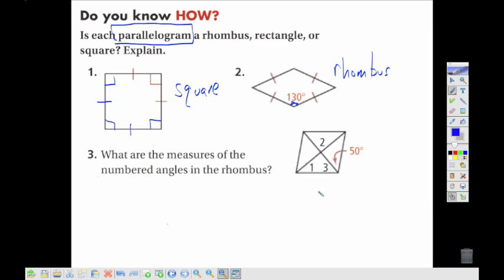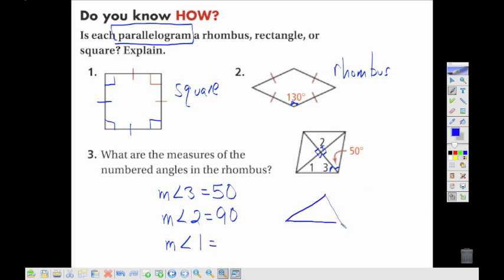The third question asks about measures of numbered angles in the rhombus. So the numbered angles, we would look here. Remember, our property is that these diagonals bisect here. So the measure of angle 3 would be the same as the one next to it, 50 degrees. The measure of angle 2 is going to be the next one that's easy to find. Since it's a rhombus, we know that all these angles in the middle have to be 90 degrees. So that one's 90. Okay, that leads us to angle 1, which we'll have to do a little bit of work to find. But notice what we've got here, a bunch of right triangles. We've already found that this is 50 degrees over here, so 50, 90. That leaves us with 40 degrees for our third angle.